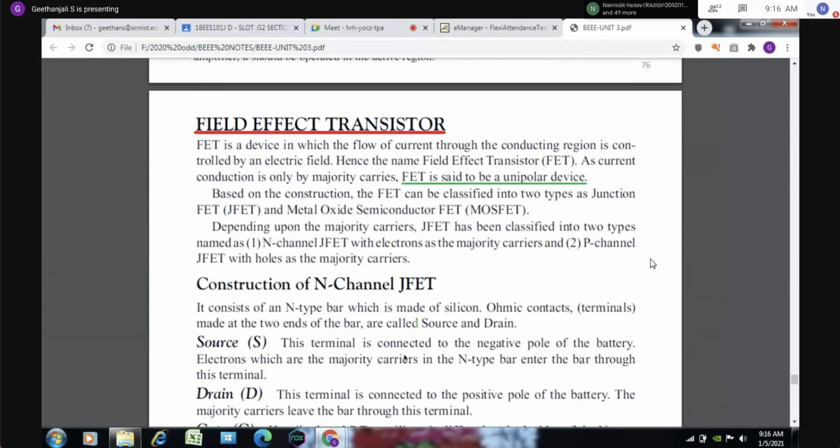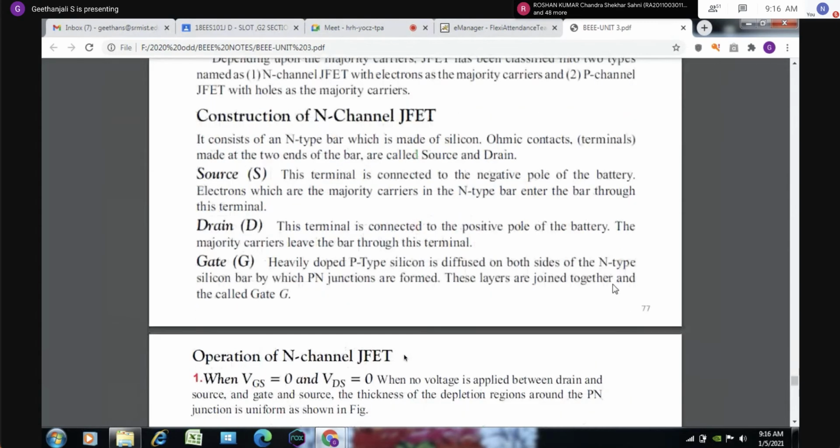The next type is the P-channel JFET. The channel is made using P type semiconductor material, so here the holes are the majority carriers. So in the P-channel JFET, the holes are the majority carriers, and the channel is made of P type semiconductor material. Let us see the N-channel JFET first. We will see the N-channel JFET construction. Next we will see the P-channel JFET construction as well as the characteristics.